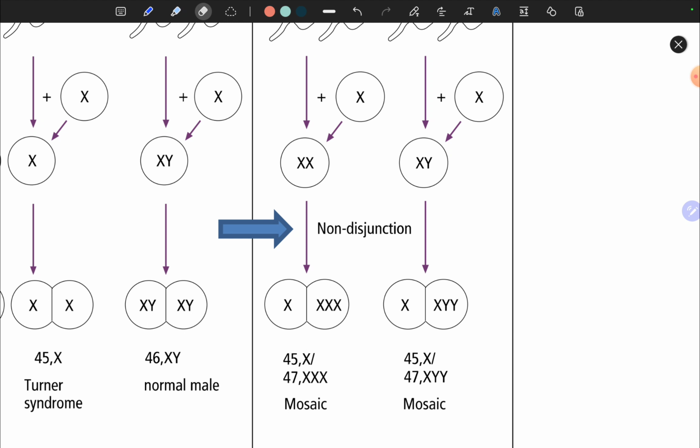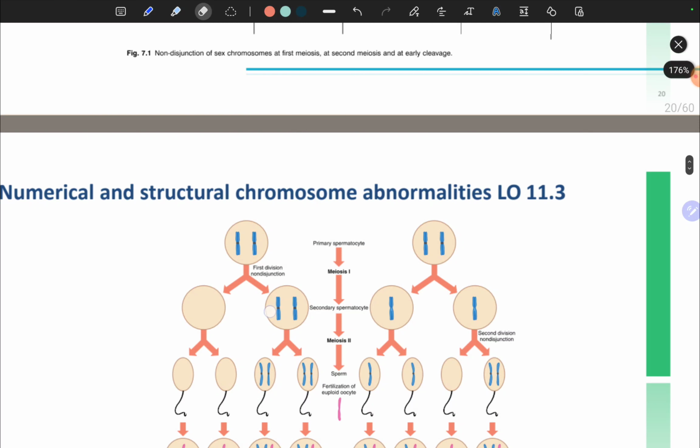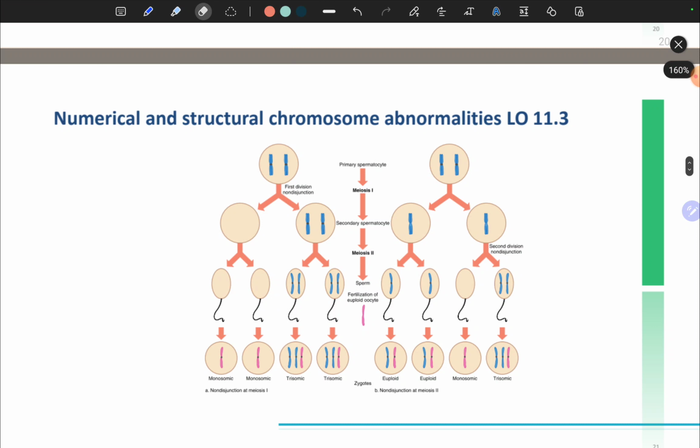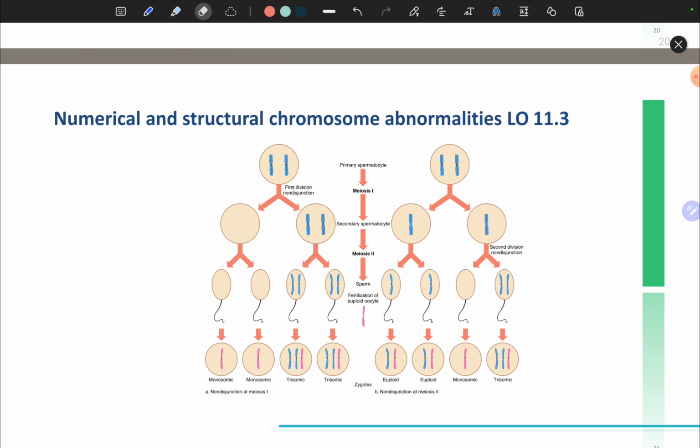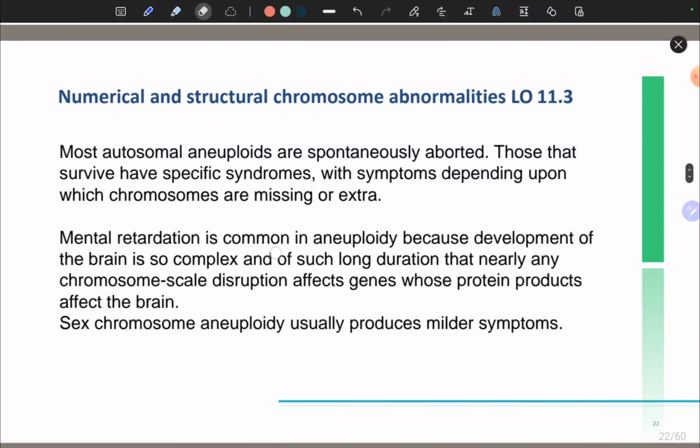So here we have the conditions, a picture which is the same but from a different source. Okay, so as you said, the triploidy is usually incompatible with life.